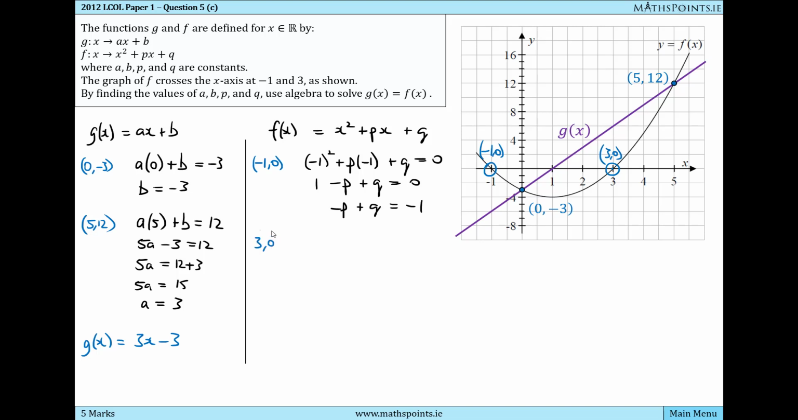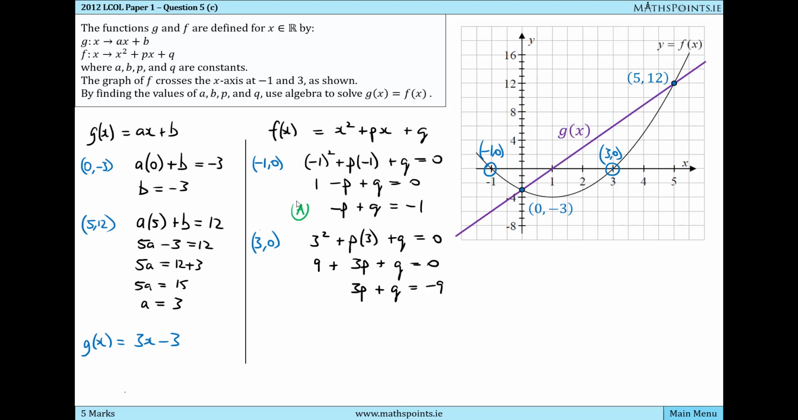Taking the point (3, 0), we'll sub x equals 3 into the function and let the whole thing equal 0. So we have 3 squared plus p times 3 plus q equals 0, which is 9 plus 3p plus q equals 0. Subtracting 9 from both sides, we get 3p plus q equals minus 9.